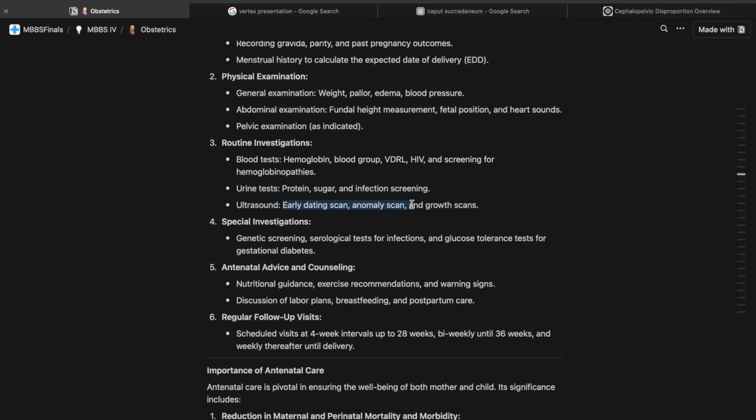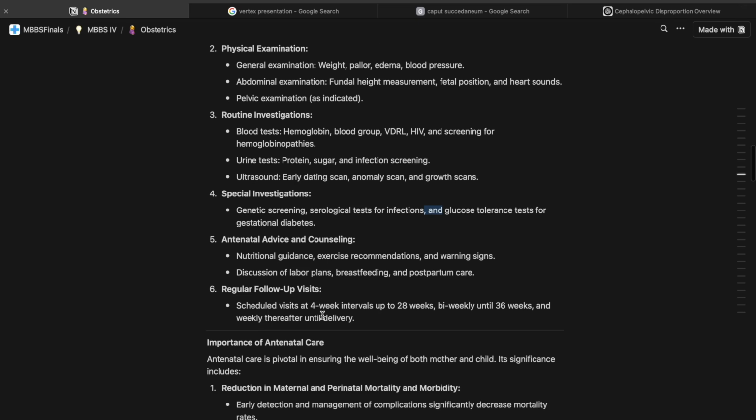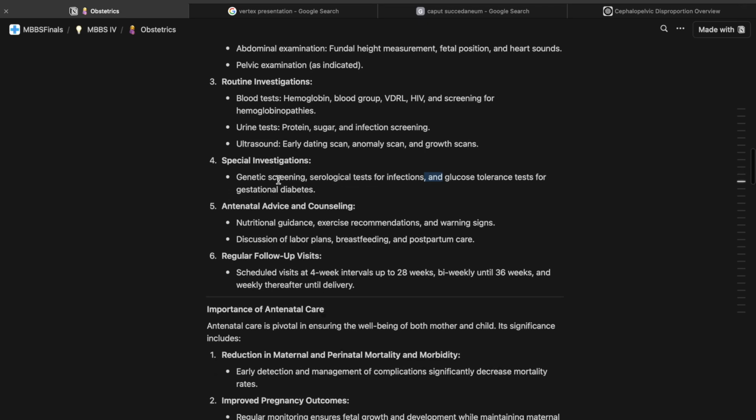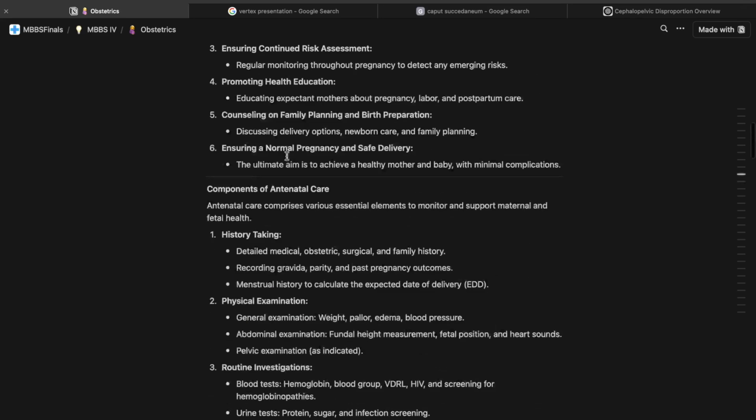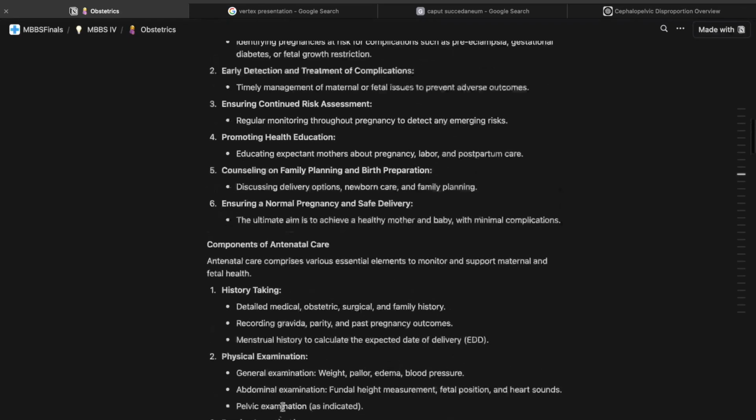Ultrasound: early dating scan, anomaly scan, growth scans. Special investigations: genetic screening, serological tests for infections, and glucose tolerance tests for gestational diabetes. Antenatal advice and counseling: nutritional guidance, exercise recommendation and warning signs, discussions of labor plans, breastfeeding and postpartum care. Everything repeats from here.